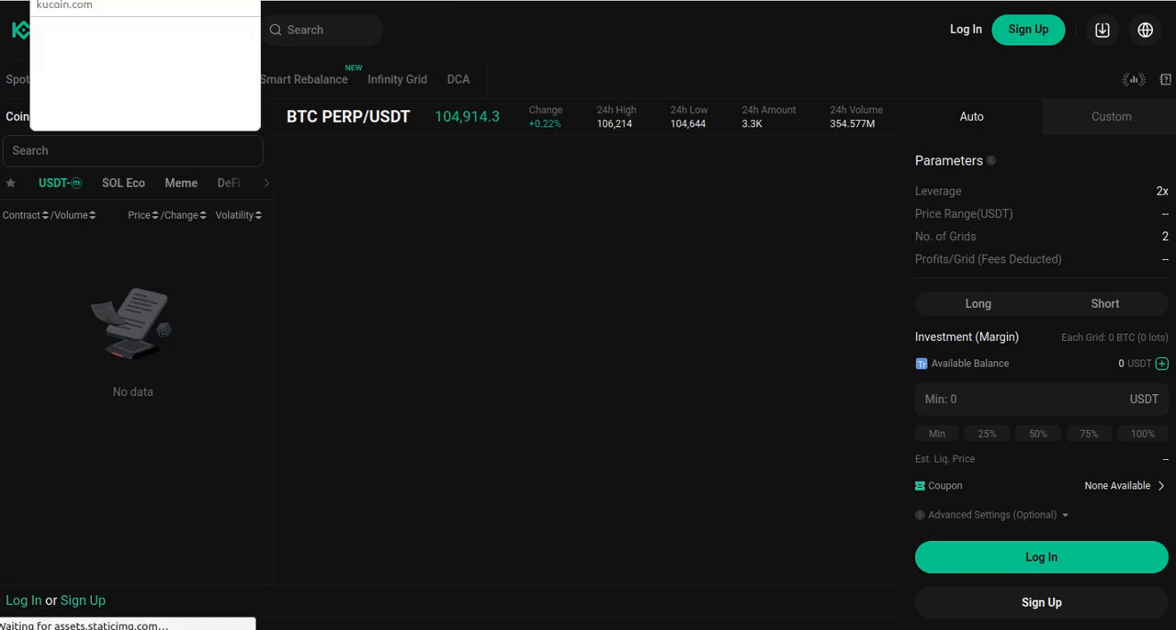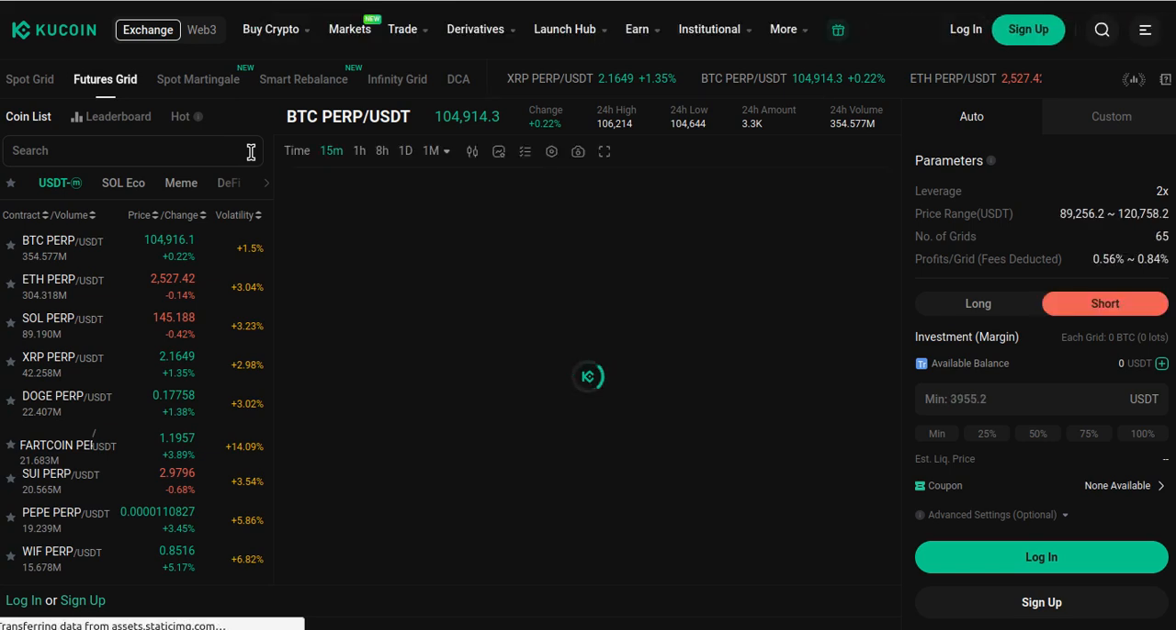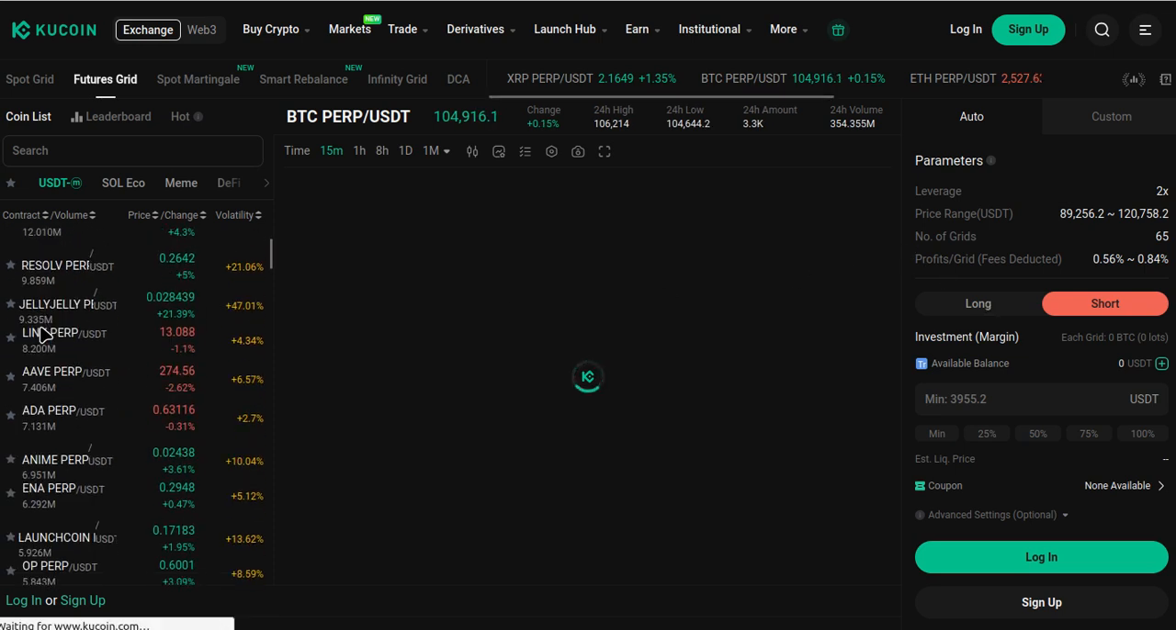I think there's this thing going on, robot trading or something, right? I think it's robot trading. What is this? Spot grid to X leverage. Okay, so I don't advise using 2x leverage, but yeah.